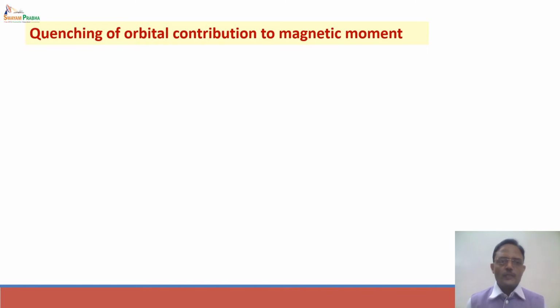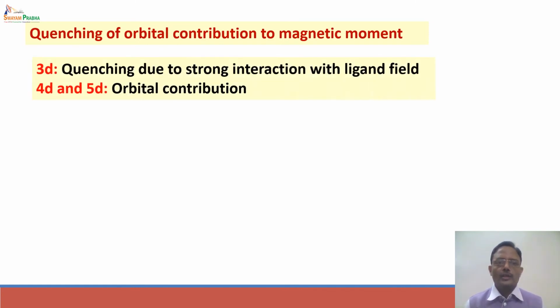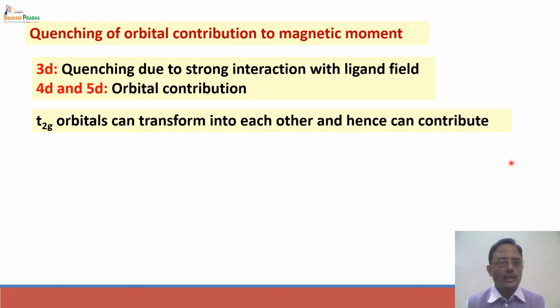Then one more aspect of magnetic moment studies is the quenching of orbital contribution to magnetic moment. We have seen that in case of 3d series elements, the magnetic moment consists of only one contribution, which is the spin only contribution, but in case of 4d and 5d there is an orbital contribution to magnetic moment. Now we will see how this orbital contribution will take place.